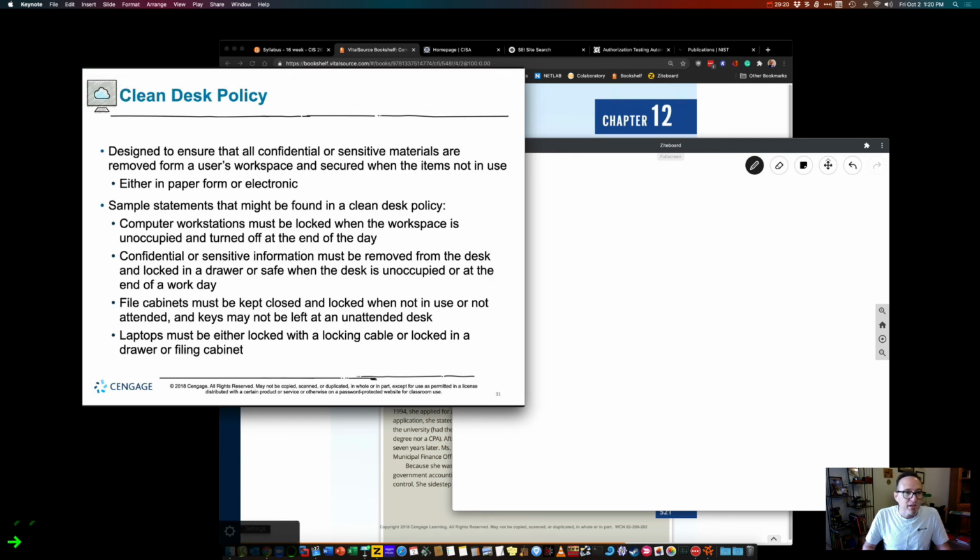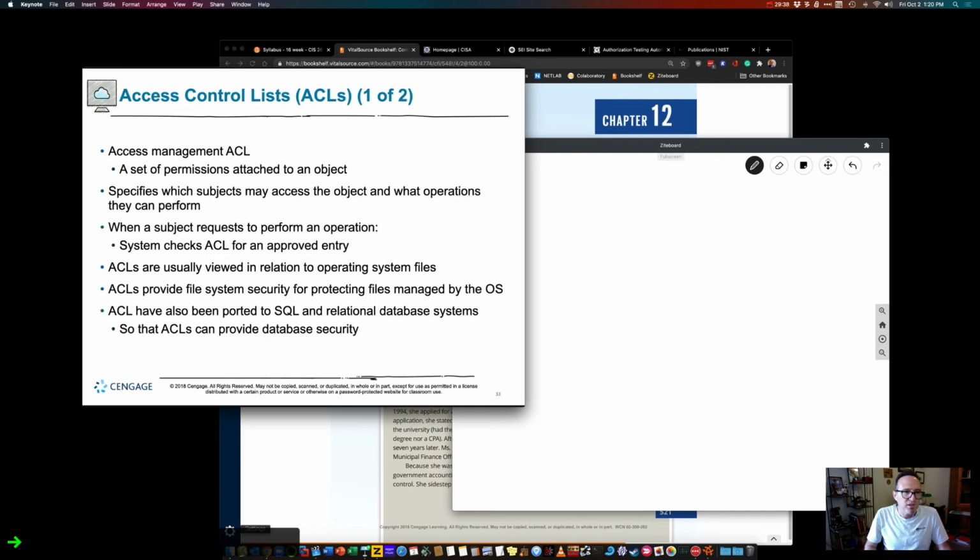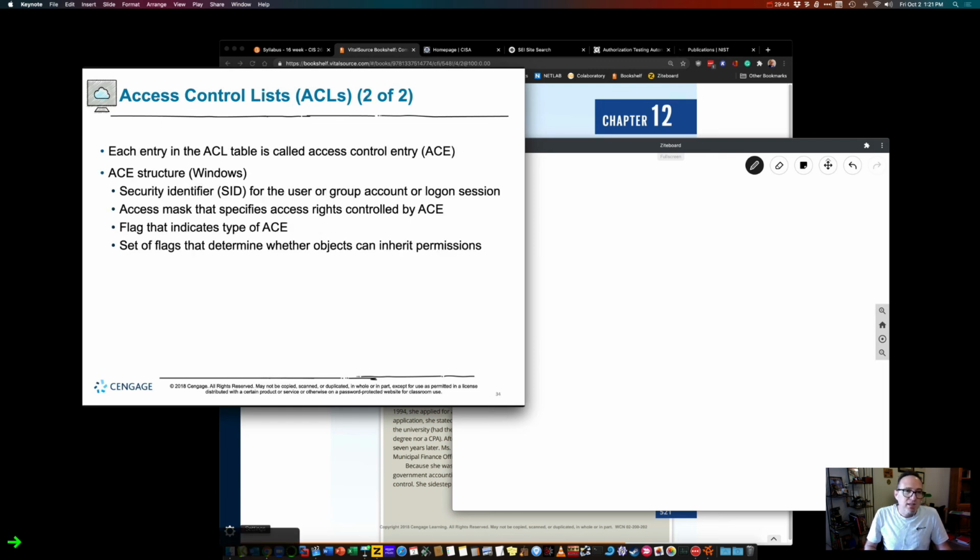Yeah, employee burnout. Yeah, clean desk policy, lock cabinets. This gives you just a visual walkthrough of an office space. Very important that you don't have that post-it note with the password on there. And again, implementing access control lists, group access controls. There's a lot of ways you can do this. The chapter gets into how we can actually do these.